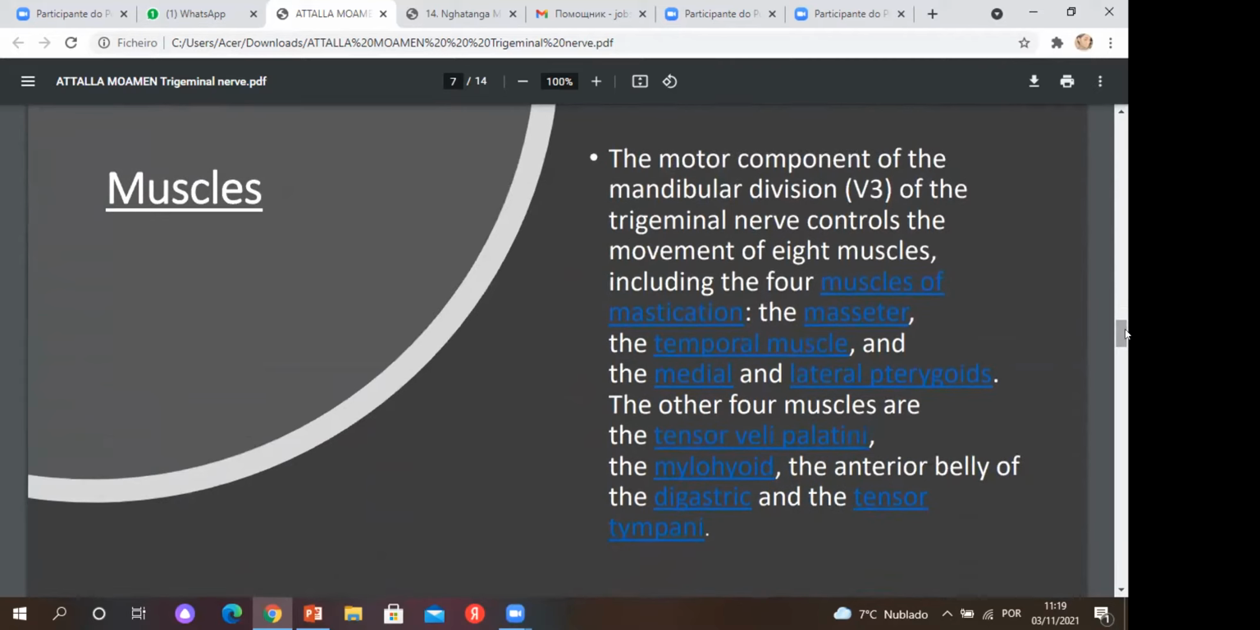We will speak first about the muscles. The motor component of the mandibular division of the trigeminal nerve controls the movement of 8 muscles, including the 4 muscles of mastication: the masseter, the temporal muscles, and the medial and lateral pterygoid, and the other 4 muscles: the tensor veli palatini, the mylohyoid, the anterior belly of the digastric, and the tensor tympani.